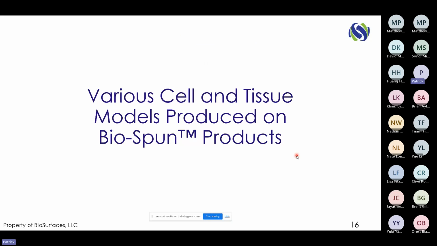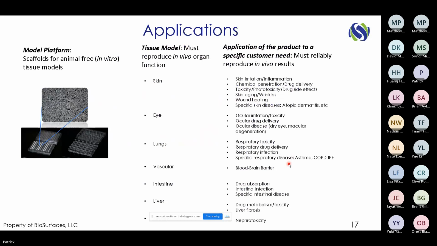Okay, so now we'll switch gears and take a look at some of the tissue models that we've been working on. Just a bit of an overview here. This slide shows the tissue model, whose main attribute is that it must reproduce the in vivo organ function to be useful to the researcher. And then on the right-hand side, some very specific applications that the customer needs. And of course, the model has to reliably reproduce in vivo-like results.